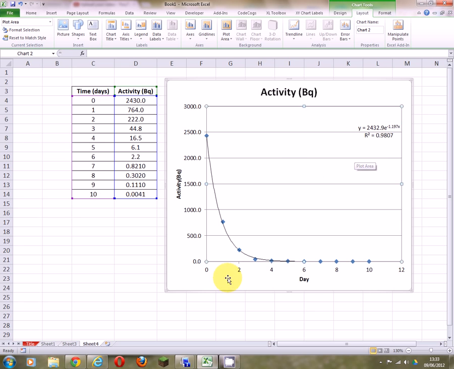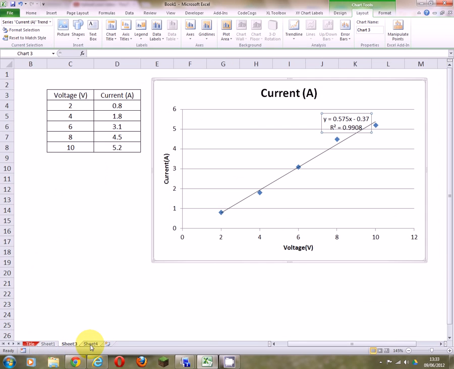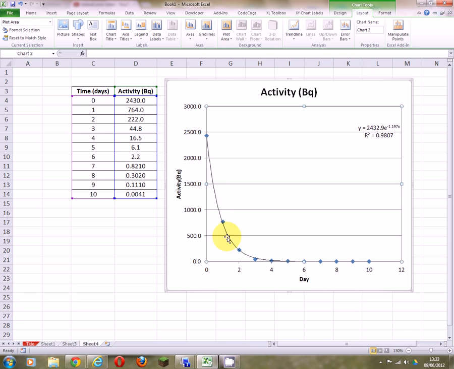So Excel can be used to generate straight lines between data, but also it can be used to generate and fit curves between data. Thank you.